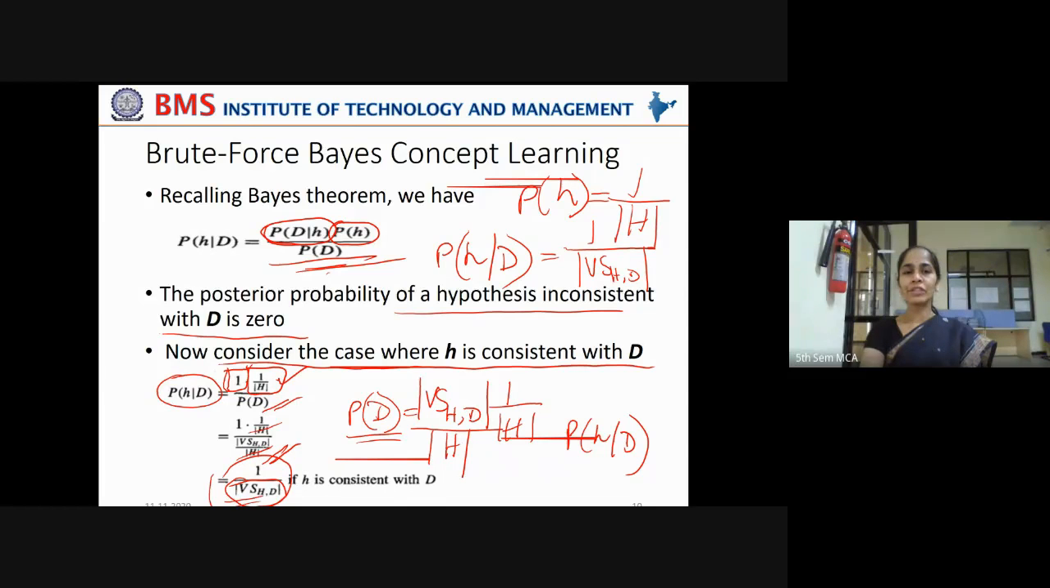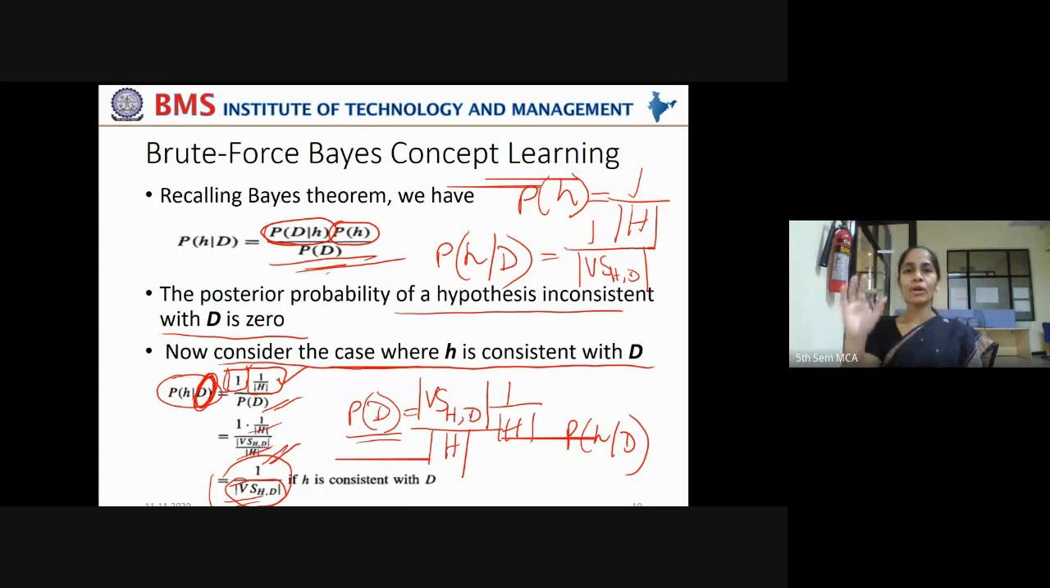Whenever you want to calculate the posterior probability of the hypothesis, it is nothing but 1 divided by the number of hypotheses in the version space that are consistent with D. That is why you have represented it with V S of H comma D, number of hypotheses in H that are consistent with the training examples D. Is it very clear now? Any of you want me to repeat this again? This derivation? It is straightforward. There is nothing hidden in this.